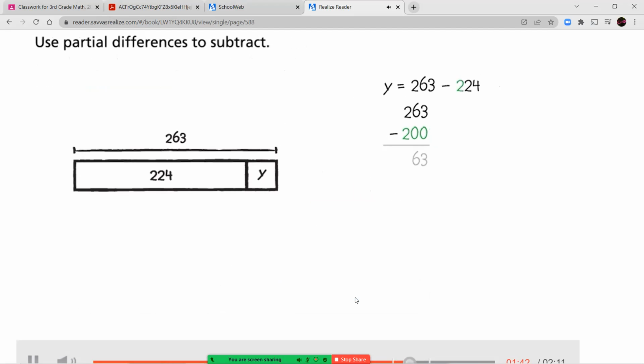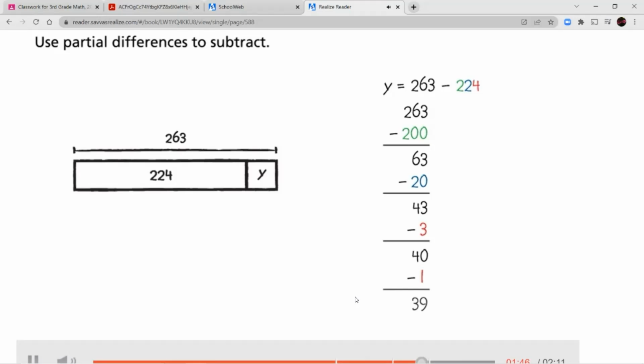Use partial differences to subtract. Y equals 39.